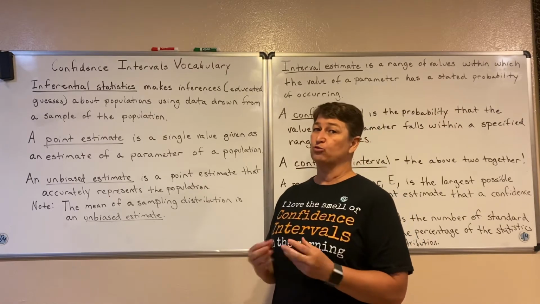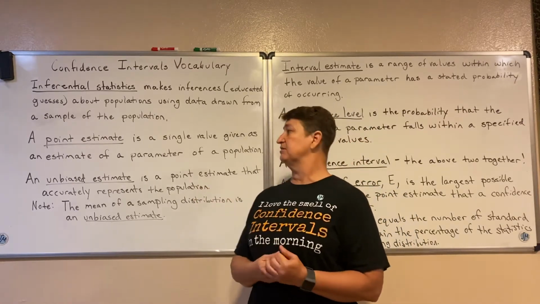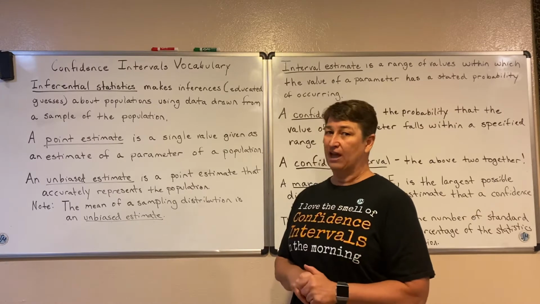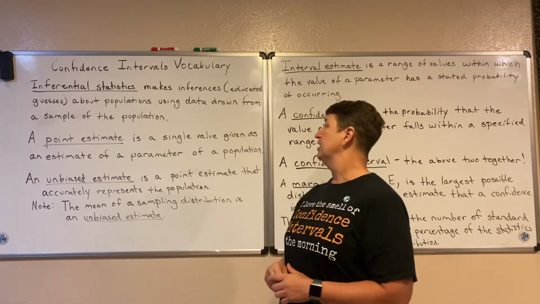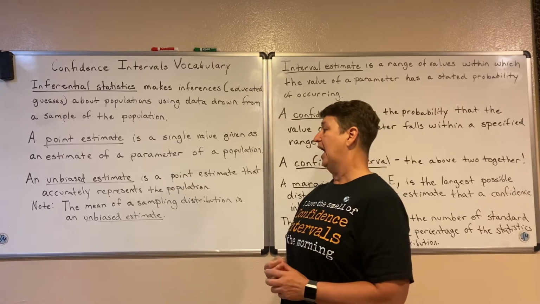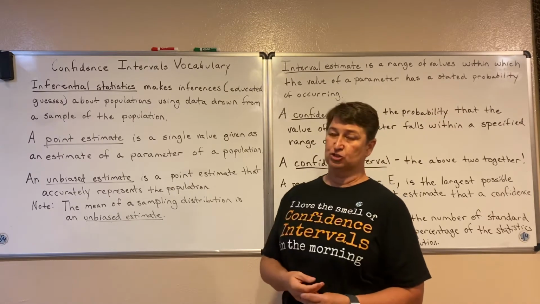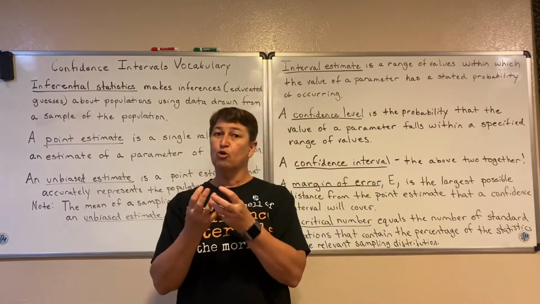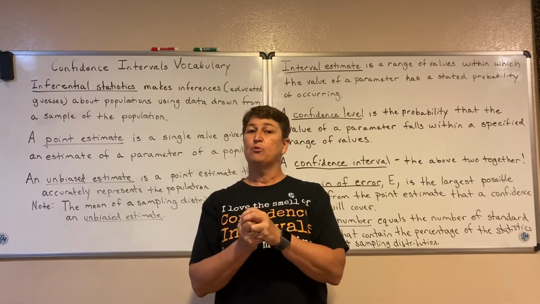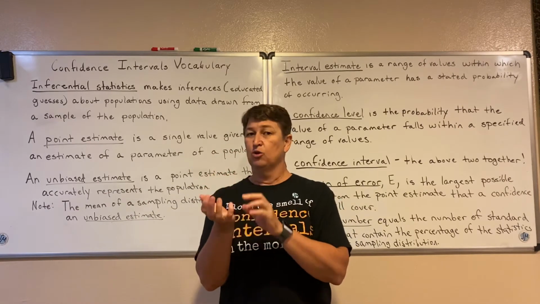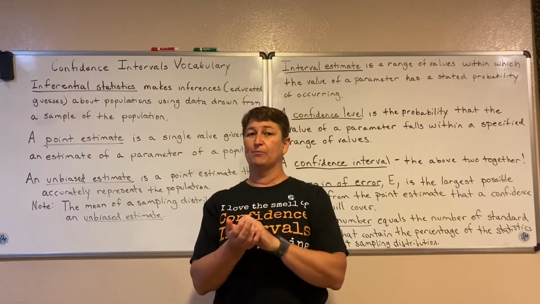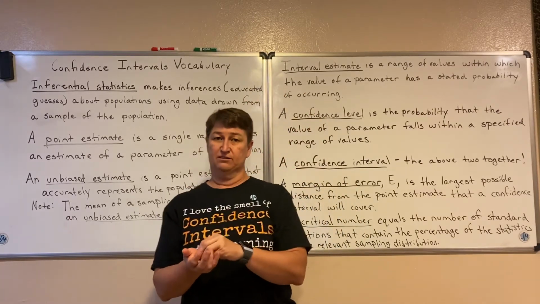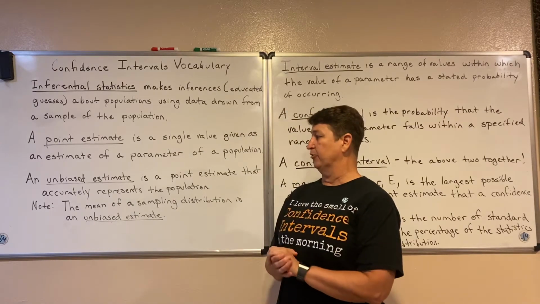One of the things we're going to do is pull that statistic, or a point estimate. A point estimate is a single value given as an estimate of a parameter of a population. So in other words, again, we pull that sample, we find a statistic. We're going to call that statistic that we use to infer about the whole population a point estimate. So that's what a point estimator is.